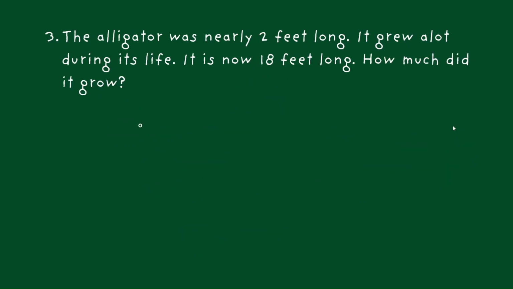The alligator was nearly 2 feet long. It grows a lot during its life. It is now 18 feet long. How much did it grow? At first, the alligator was 2 feet. And we don't know how much it grew. Let us say that is x. And now it is 18. So this is the equation. That is the answer actually.